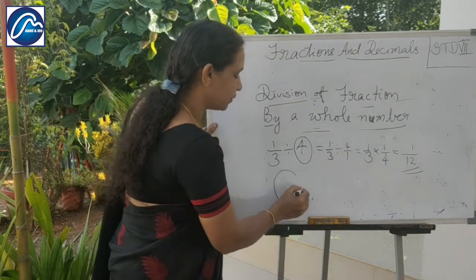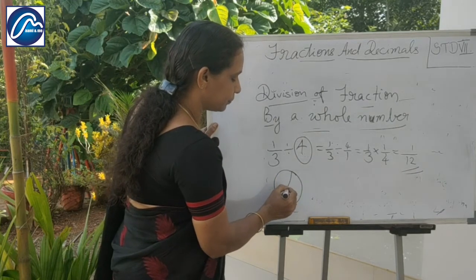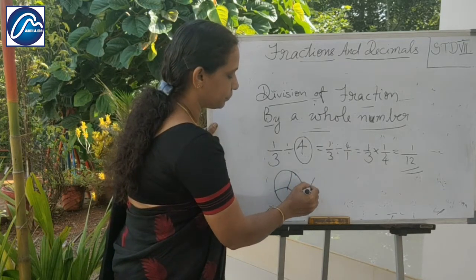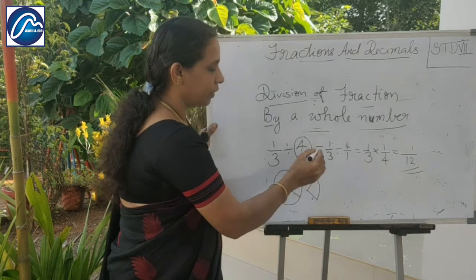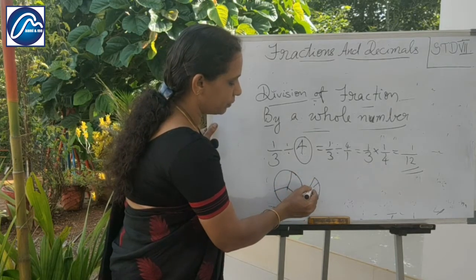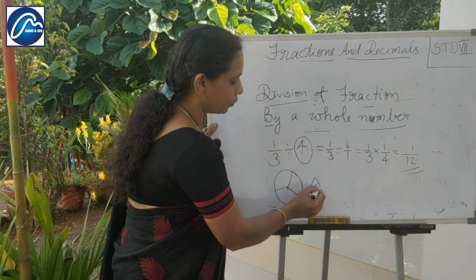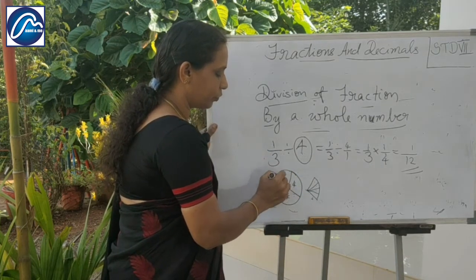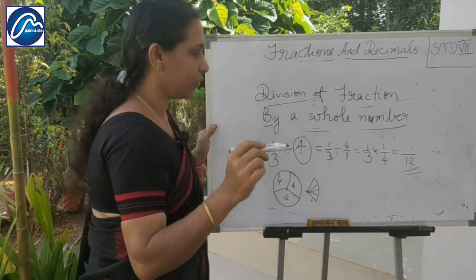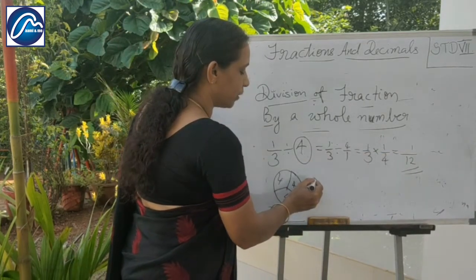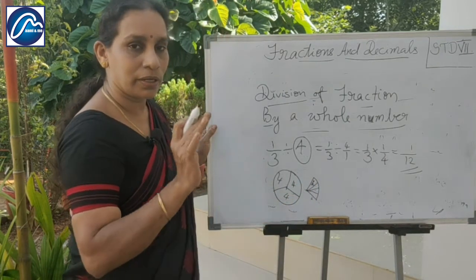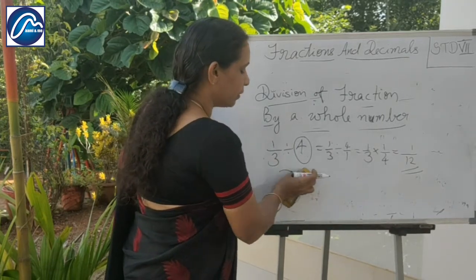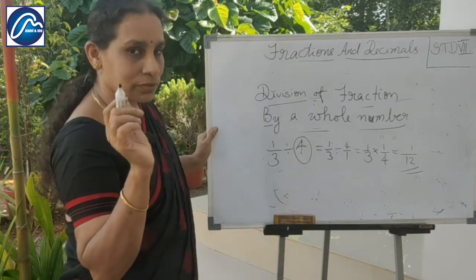1 by 3 divided by 4 means: this is 1 by 3, divided by 4. So 1, 2, 3, 4 — we divided it into 4. Here 4, here 4, here 4. How many in total? 12. So what will be one part of it? 1 by 12. So it will be 1 by 12 of the whole. 1 by 3 divided by 4. Okay. Clear? And when you are dividing, no confusion.